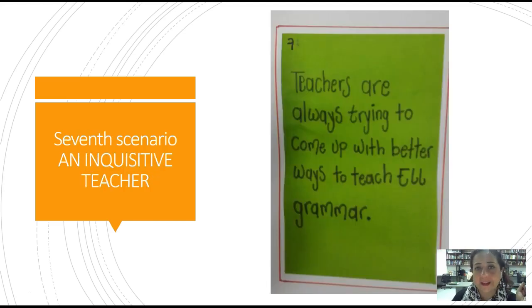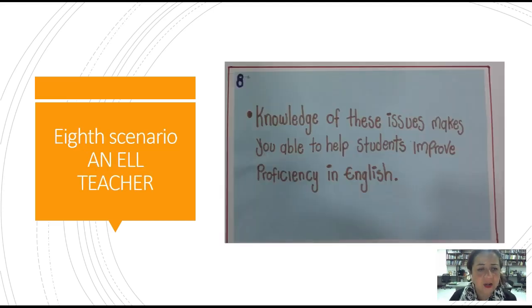Seventh scenario, an inquisitive teacher. Teachers are always trying to come up with better ways to teach ELL grammar. So for example, what I told you, I am not convinced about grammar teaching, so I go for flipping. Flipping is the way for me to go, because I realized the regular grammar teaching was not working for me. What is going to happen for you? The eighth scenario is an ELL teacher. So knowledge of these issues makes you able to help students improve proficiency in English. It is very important that as a teacher, as a foreign language teacher, you practice, you learn, you find the grammar for yourself.